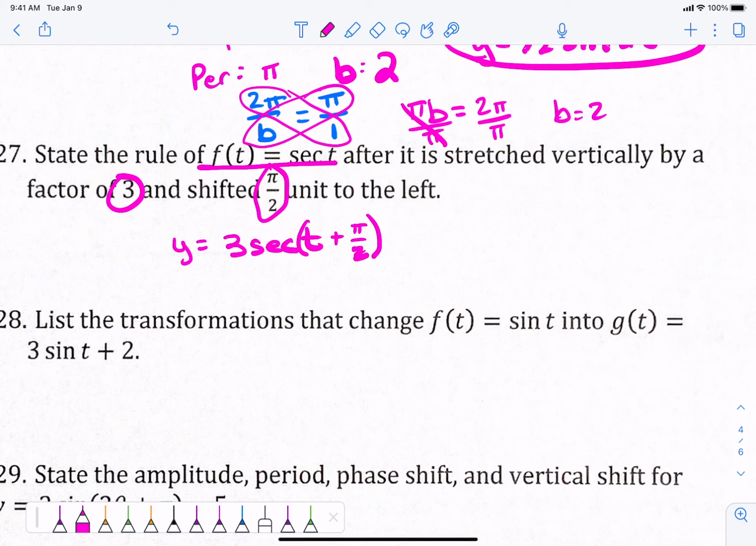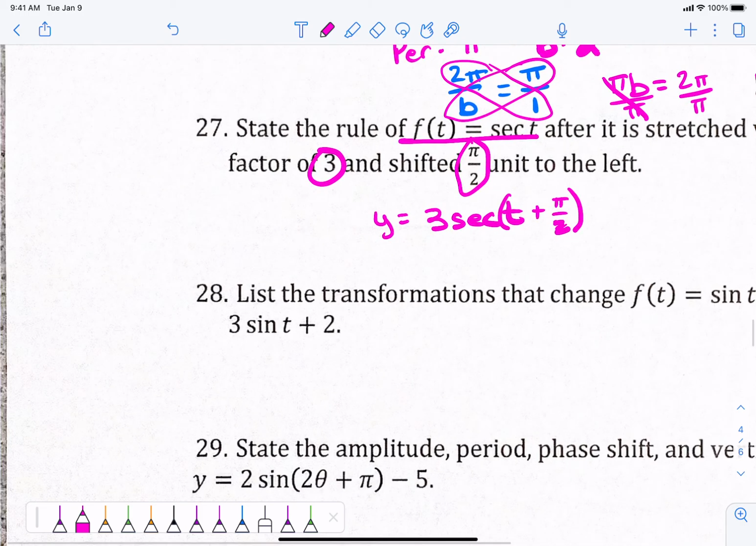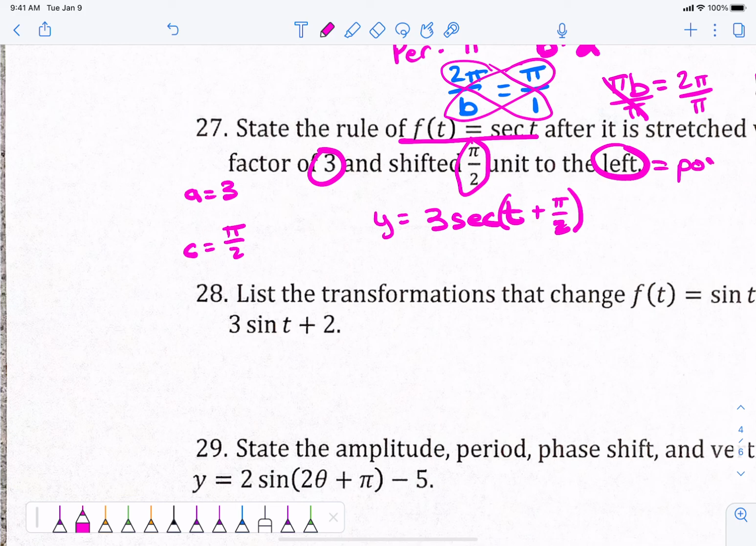Y equals, okay, if you need to do the ABCD thing, A will be 3, and we don't have a B, and we have a C, right? But in this case, since you don't have a B, your C will be just pi over 2, right? And left equals positive. So there's your stuff. I don't know, that was kind of confusing, but that's how it works into a function.